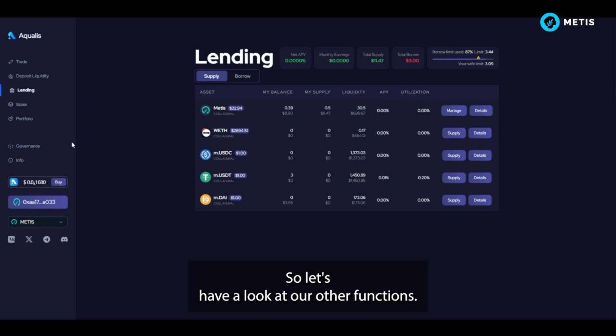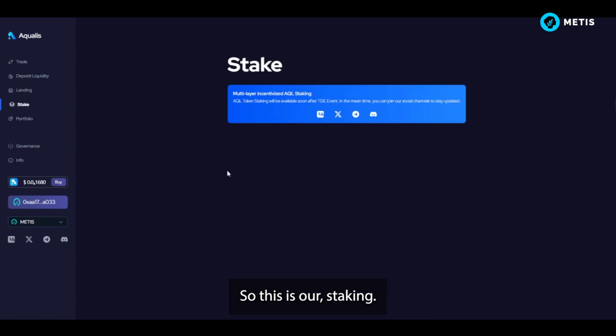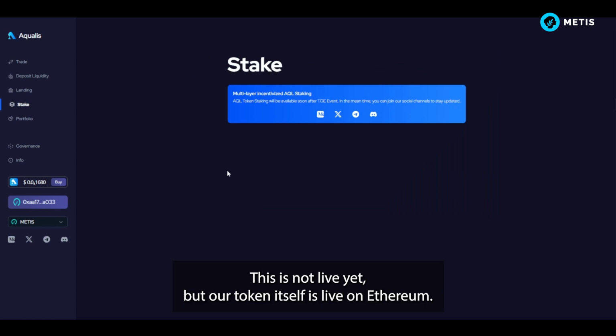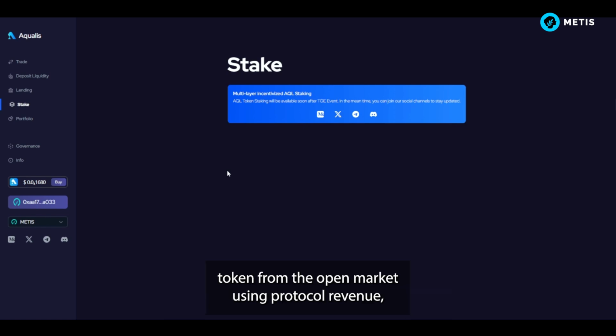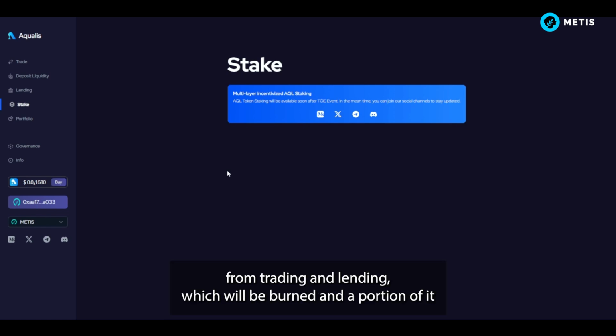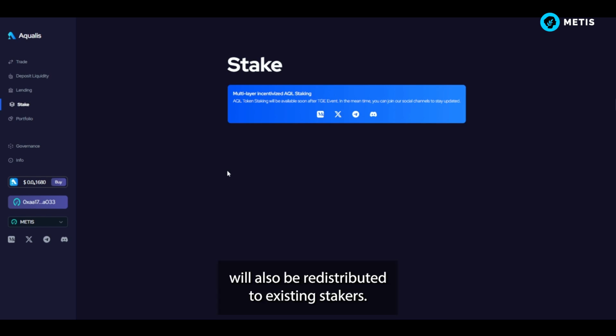So let's have a look at our other functions. This is our staking. This is not live yet, but our token itself is live on Ethereum. Aqualis protocol has actually committed to buying back the AQL token from the open market using protocol revenue from trading and lending, which will be burned, and a portion of it will also be redistributed to existing stakers.